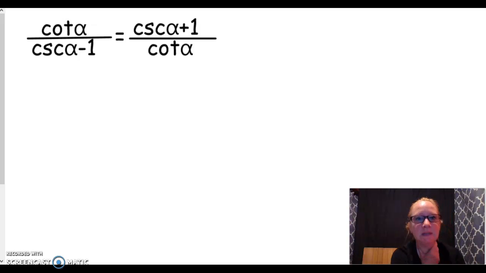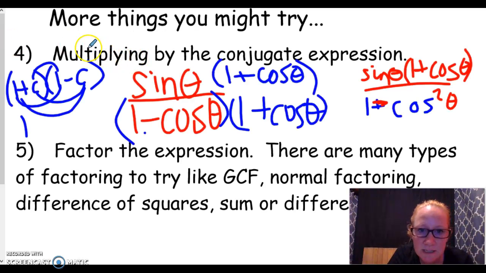Ooh, let's do this one. You cannot cross multiply because that's not the goal. The goal is to prove that the left is the same as the right. So you can't cross multiply because you're not solving, you're proving. So I think what I'm going to do, I've got cotangents and cosecants. In this case, I don't think that it would be best to go to sines and cosines because of that minus 1. So in this case, I'm going to look back here. Remember it said multiplying by the conjugate. We're going to multiply by the conjugate on this one.